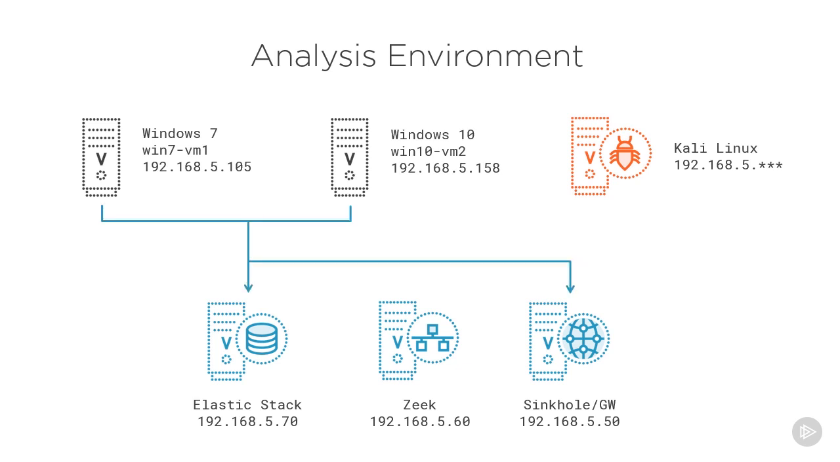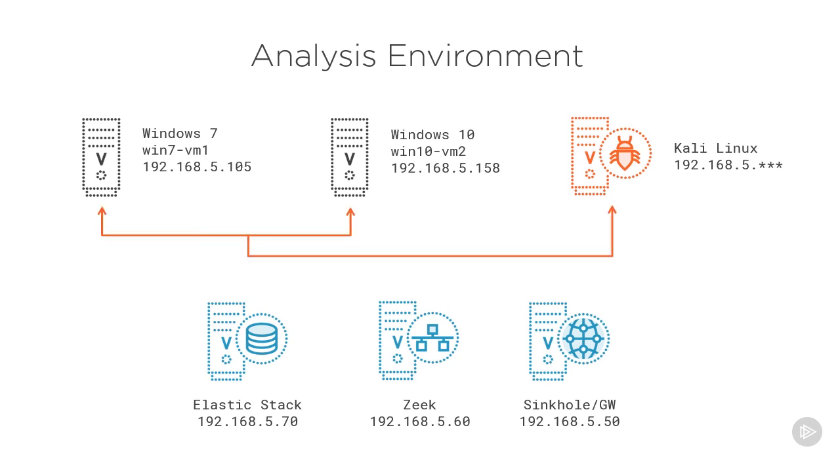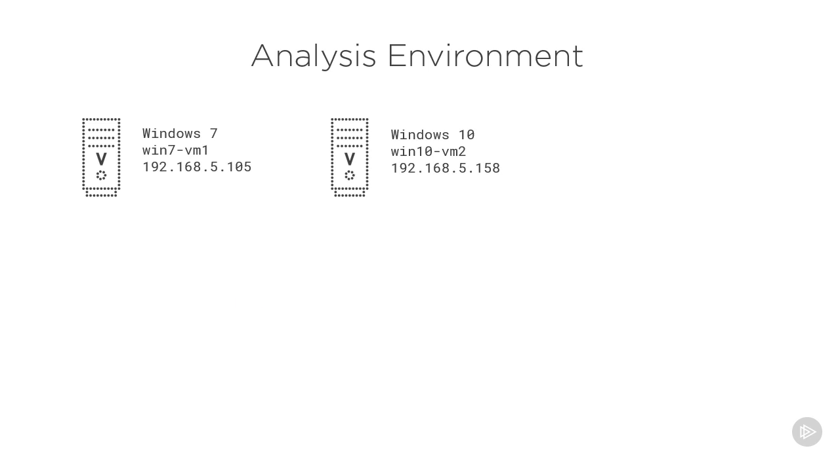Some of the legitimate traffic that we'll be seeing will be between the Windows VMs and the Elastic Stack, where all the logs will be forwarded, and also to and from the gateway. We expect that malicious traffic will flow to and from the Kali Linux machine. Although these are based on the same network, most of the attacks can happen across the internet without any limitations.